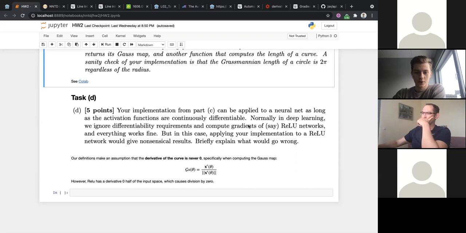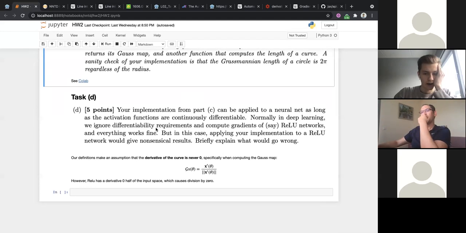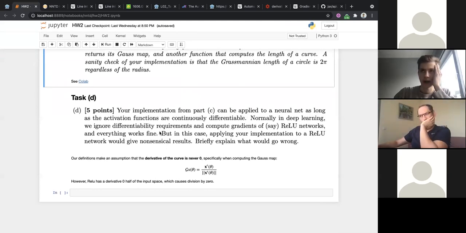When we do deep learning, we don't care that ReLU has some problems with differentiation. But in this case, they say ReLU would break everything, would break the Grassmannian length and give nonsensical results. What is the intuition of that? I guess there should be a deeper intuition.